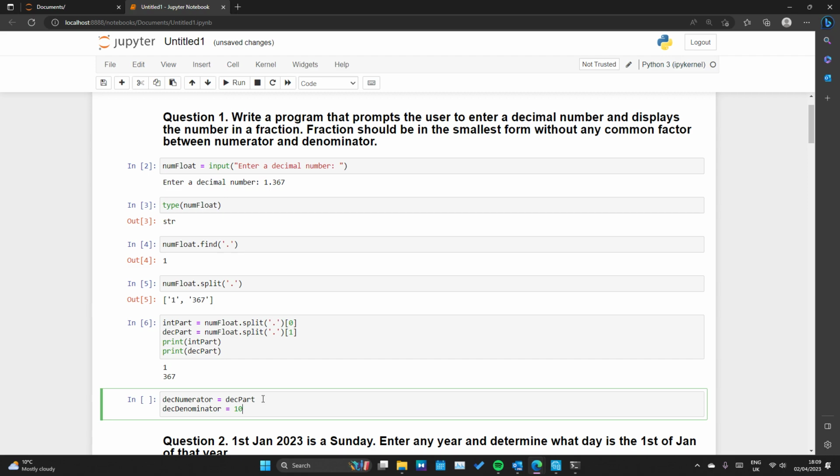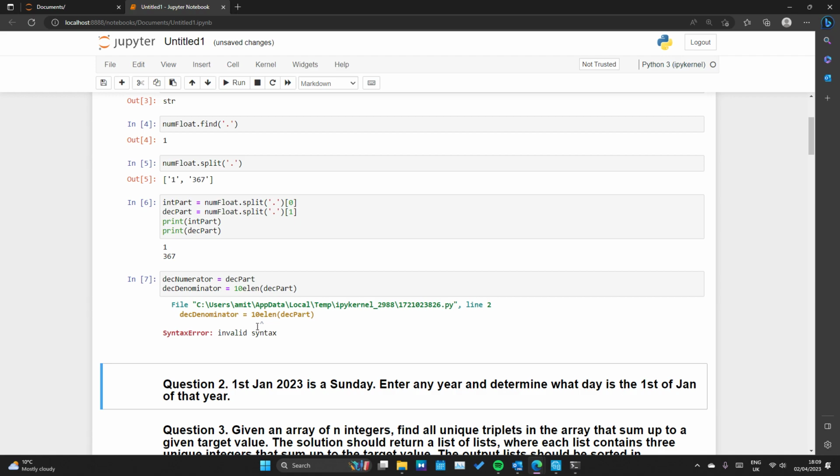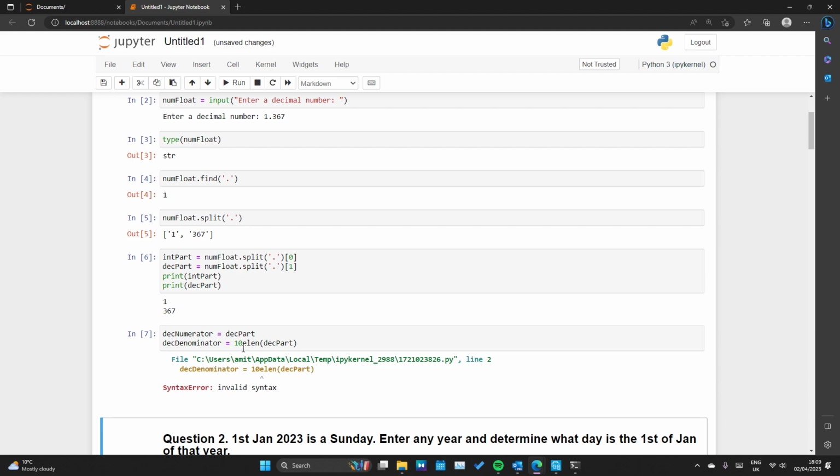raised to power, so it should be 10e, and whatever the length of the decimal part is. So I can say length of the decimal part, I can simply write len dec part, that number. Okay, so now you can see that I'm getting an error. It says syntax error, and there's a reason for that, because I have to separate e and len, because len is a method. It tells you the length of the string.